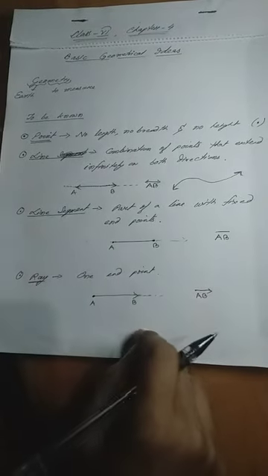So these are the things that you need to know before the chapter goes to the exercise. Now let us go for types of lines. Generally there are two types of lines. One is parallel lines and the other is intersecting lines. These are very important terms that we need to know before going to the chapter.